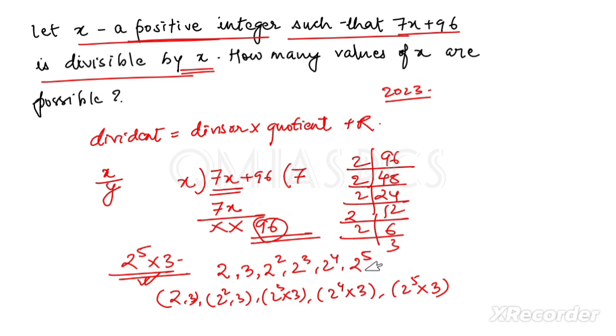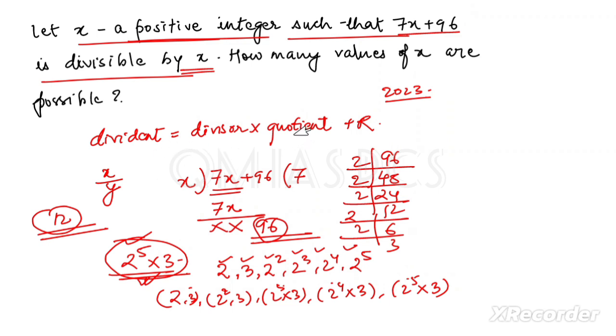One more number is missing here: 96 itself, because 96 can be divided by 96 itself. The total number of values will be 1, 2, 3, 4, 5, 6, 7, 8, 9, 10, 11, 12. So the total number of values will be 12. Is it clear? Is it difficult or easy? You can comment on this. I think it's easy, a basic question.